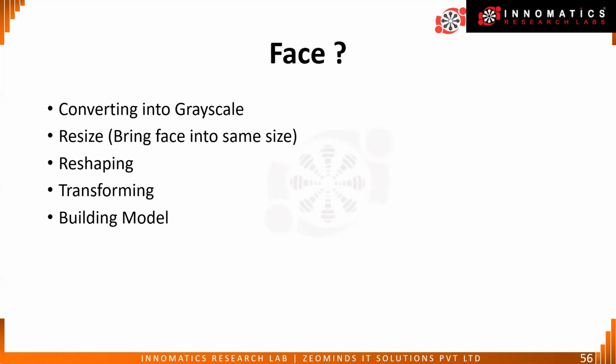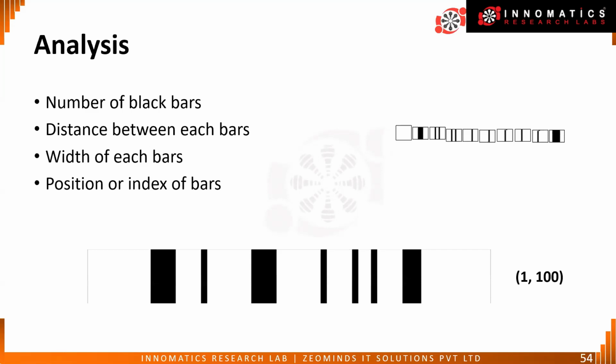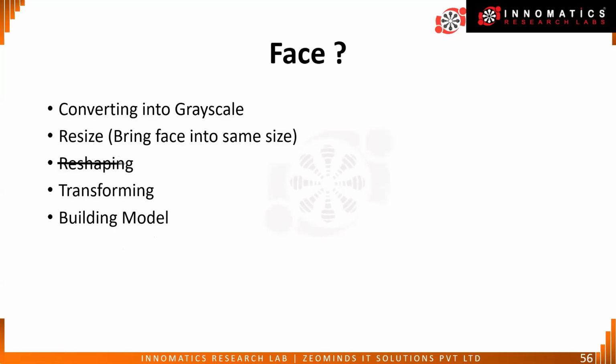If I expand it without compressing, a face is not a barcode. Unlike these numbers, a face is not a barcode. We can't train on something like this. But we have to do some kind of transformation. Reshaping and resizing is not possible, but we have to do some kind of transformations here. And finally, we'll build a model.